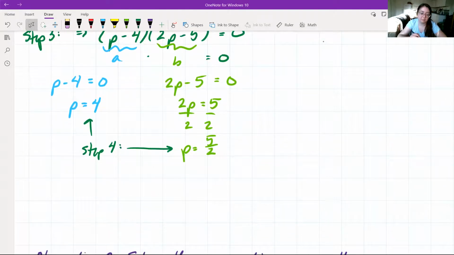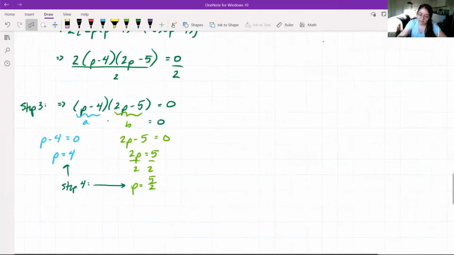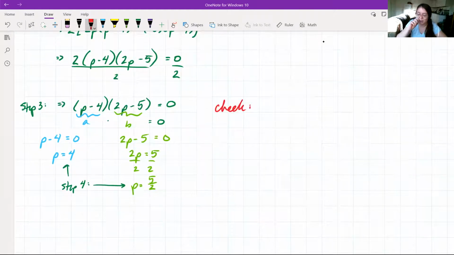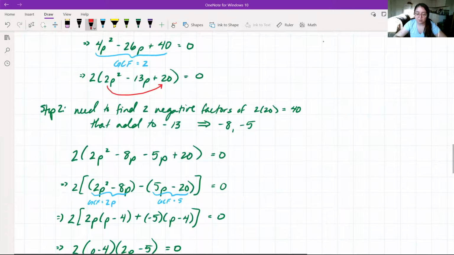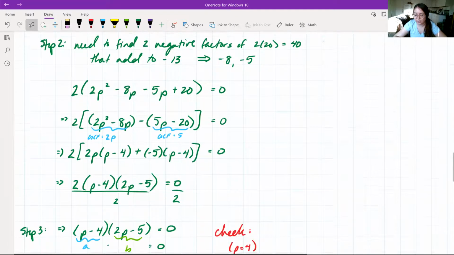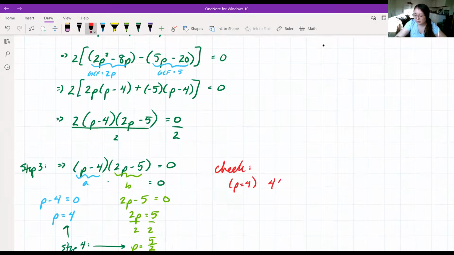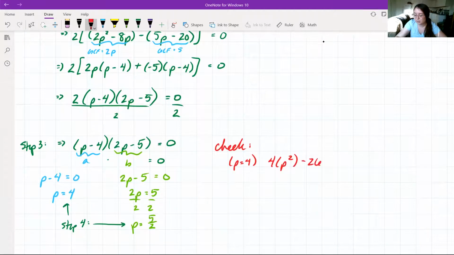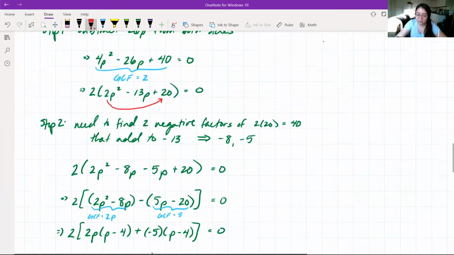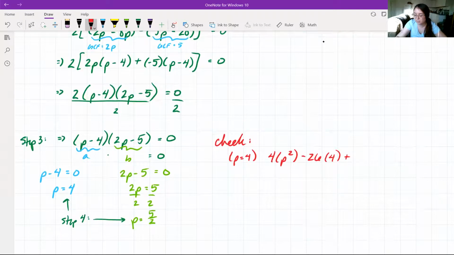Okay. Run out of room. So let's go ahead and just check, make sure this is correct. So let's plug in p equals 4 first into our original equation, or when we set it equal to 0. 4p squared minus 26p plus 40. This would be 4 squared minus 26 times 4 plus 40. And we're saying that this is equal to 0.